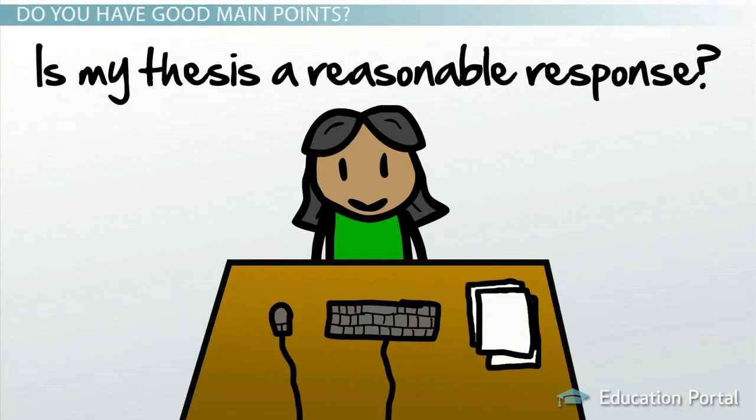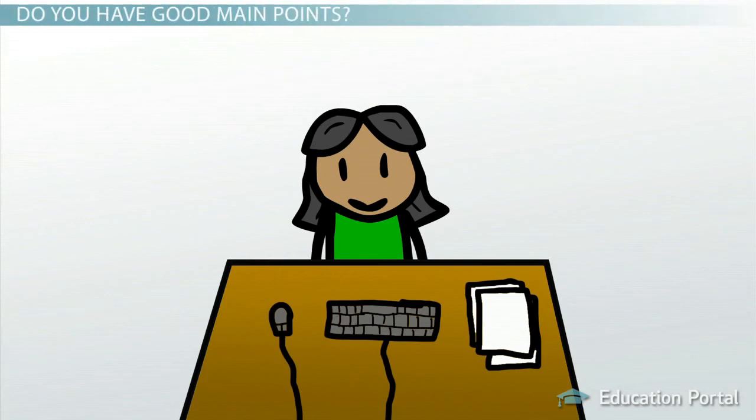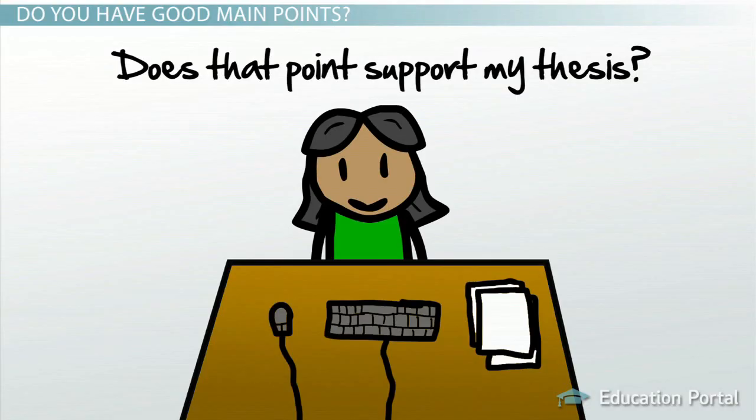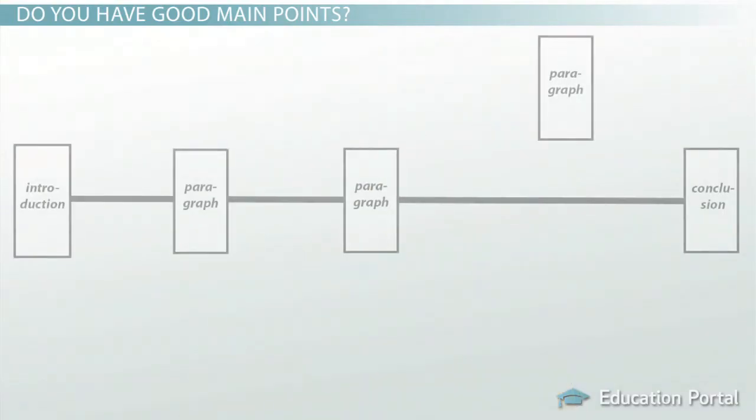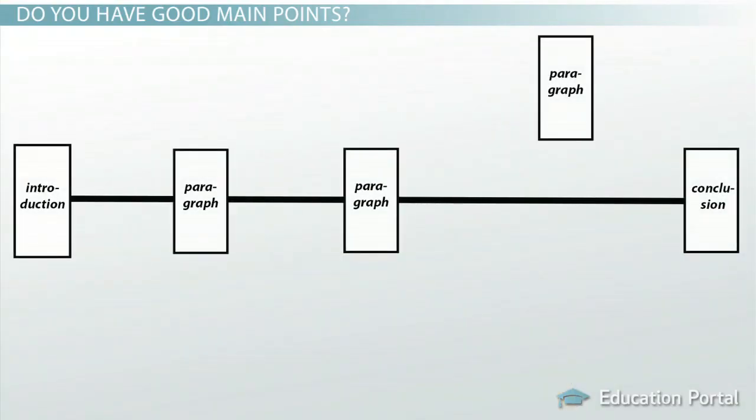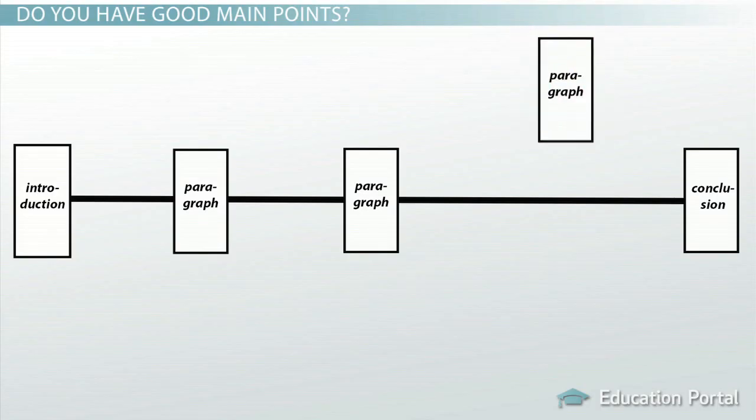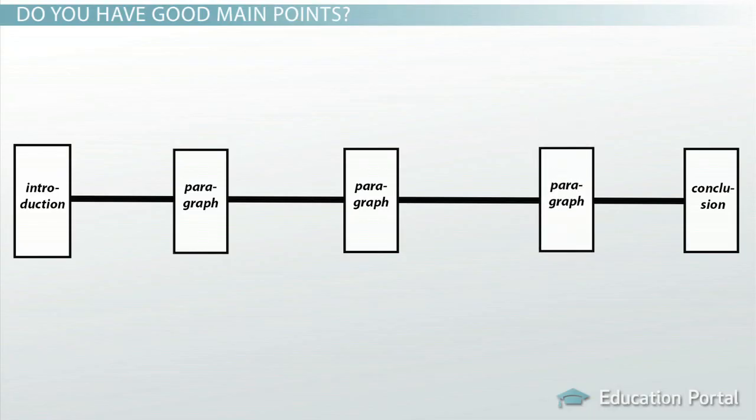As you read back through the body paragraphs of your essay, quickly check each body paragraph and ask yourself whether it has a clear main point. Does that main point support your thesis? If you find a paragraph that has gone off track, consider whether it's so off point that you should delete it altogether, or whether you can edit it to redirect its focus so that it's more in line with the main point of your essay.